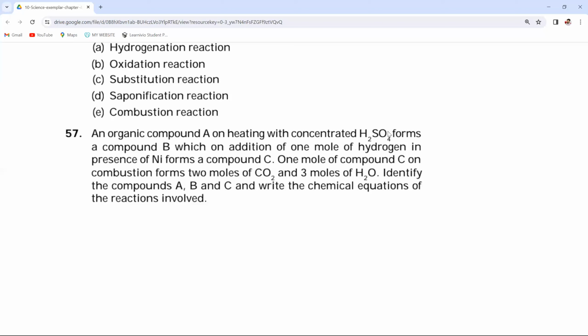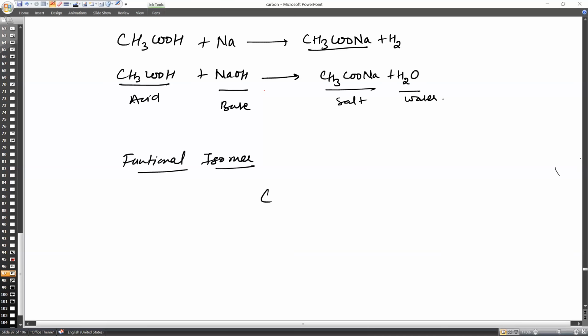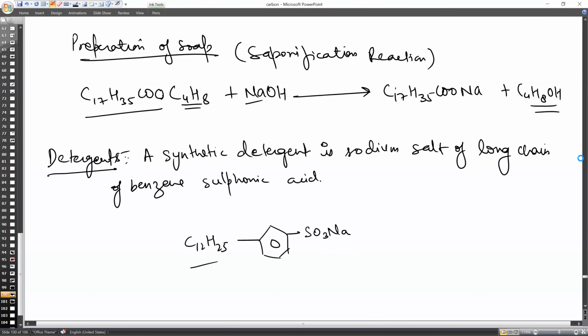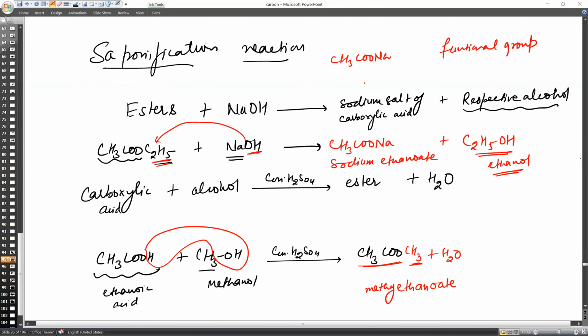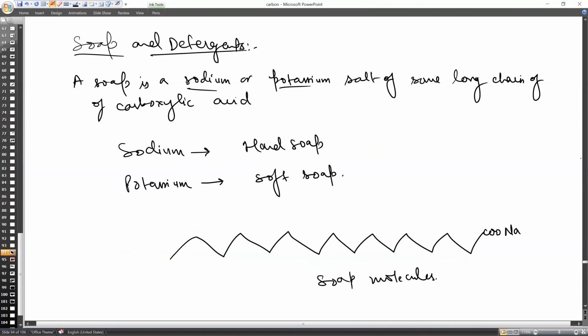Okay. So let's study soaps and detergents. So what are actually soaps? Soaps are the sodium or potassium salts of carboxylic acids. So soaps are the sodium or potassium salts of long chain carboxylic acids. Note it down, long chain of carboxylic acid. Soaps are the sodium or potassium salt of long chain carboxylic acid.